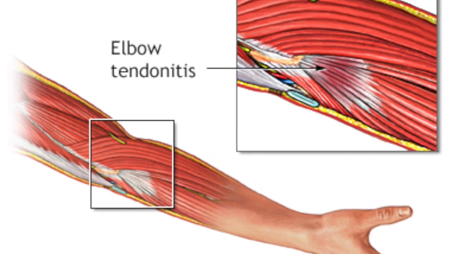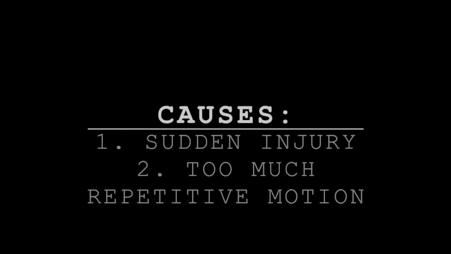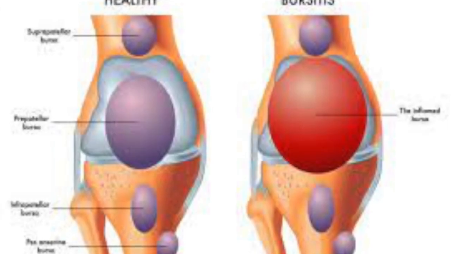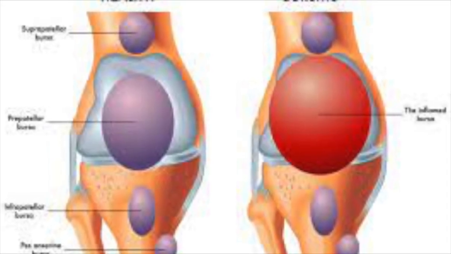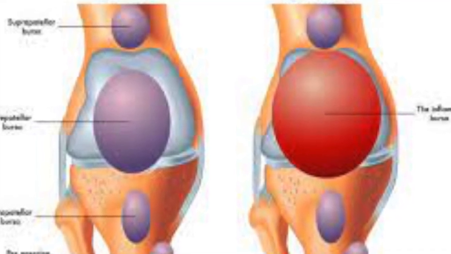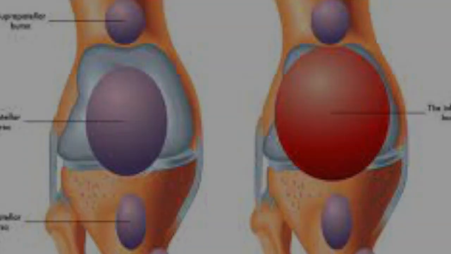The next condition is tendinitis and is a form of inflammation in the muscle tendons and attachments. Tendinitis is caused by a sudden injury or too much repetition of a specific movement, which can be caused by work or repetitive hobbies. The last condition is bursitis, which occurs when the bursa sac is inflamed. When the sac bursts, synovial fluid surrounds the affected joint and swelling can occur.